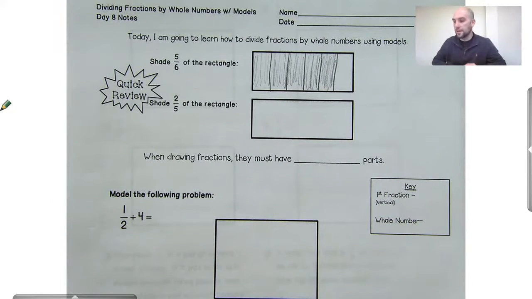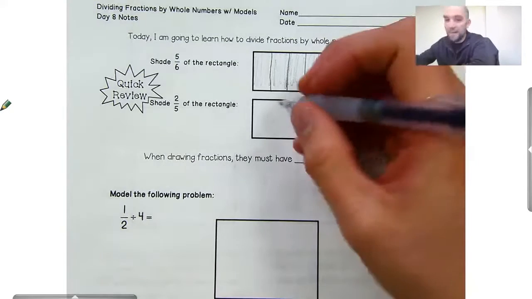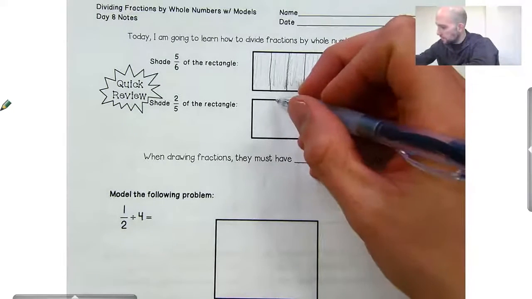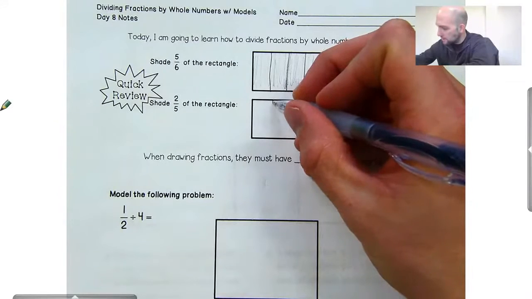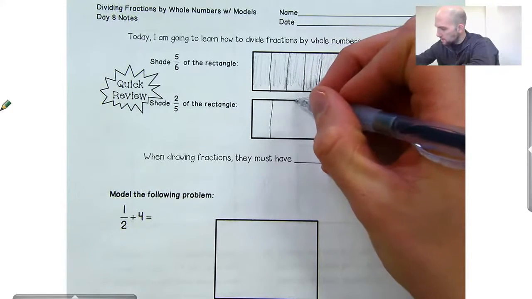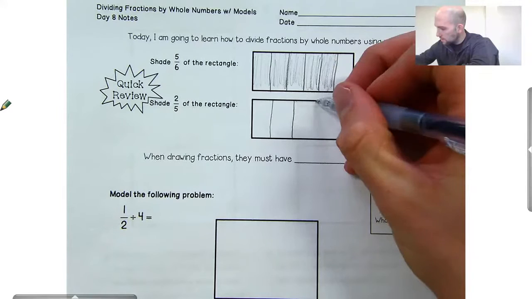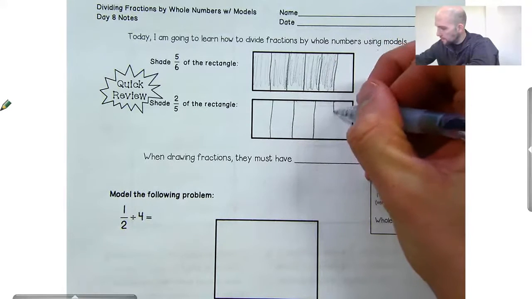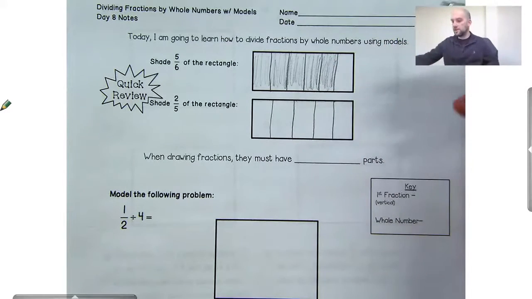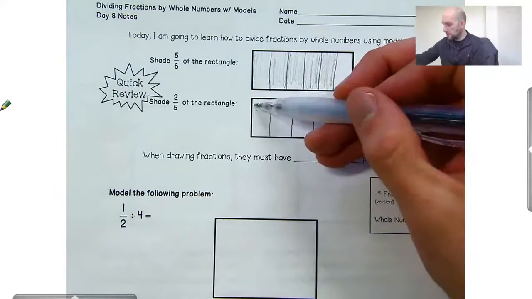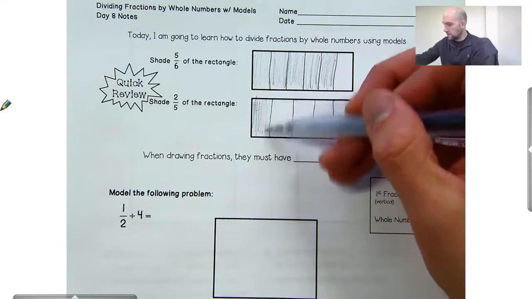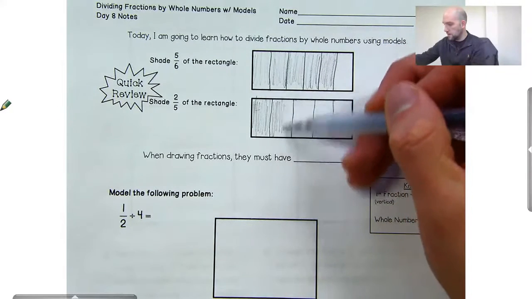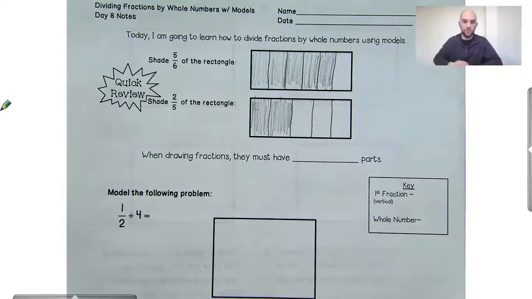Our next rectangle tells us to shade 2/5. So we need to make 5 pieces, which is going to require us to draw 4 lines. So I have 1, 2, 3, 4. And then we need to shade 2 of those pieces because we need 2/5. So we have our fifths, and we're going to shade 2 of them. And that rectangle shows 2/5 because we have 5 pieces and 2 of them are shaded.